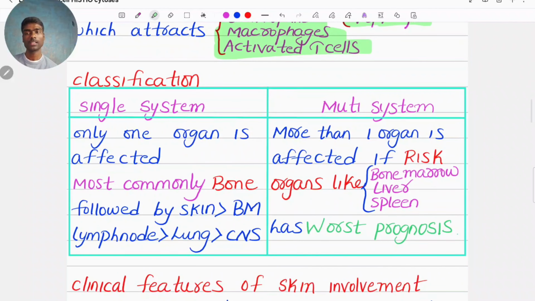Coming to classification, if only one organ is affected, it is single system; more than one organ, multi-system. The most common organ affected is bone. Some organs are considered high risk organs, like bone marrow, liver and spleen. If any one of these risk organs is affected, then the disease will have a worse prognosis.